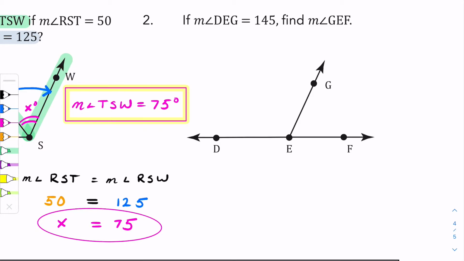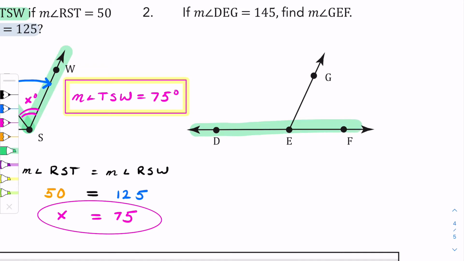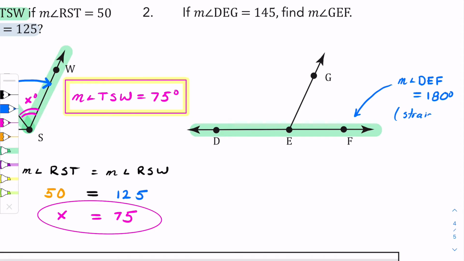Number 2, you have to assume a little bit more information. So we're going back to a couple pages ago in the notes where we talk about a straight angle. So DEF is a straight angle. If DEF is a straight angle, that means it's equal to 180 degrees. So you do have to recognize this, just like you would have to recognize a 90-degree angle. If you see a straight line such as this one, that line measures 180.